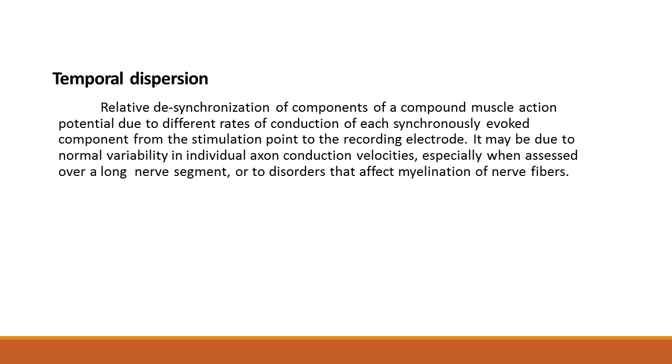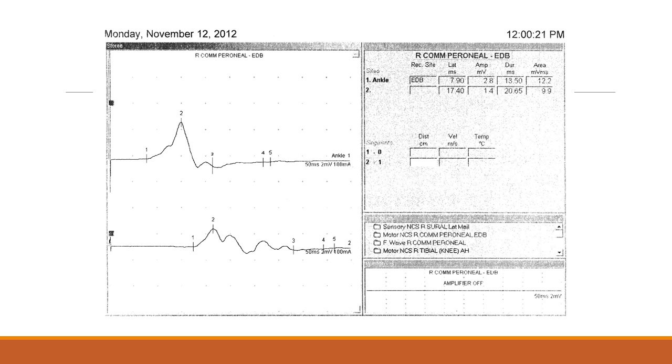Temporal dispersion. This is an example of temporal dispersion. Some of you may or may not see this. A lot of times you see it in a focal lesion, such as carpal tunnel or ulnar neuropathy at the elbow. So it's nice to know what these things look like and what they mean.